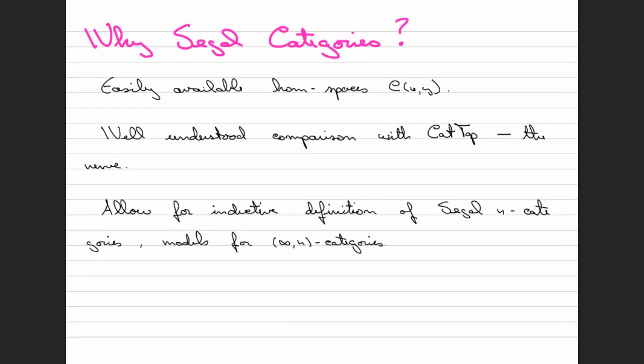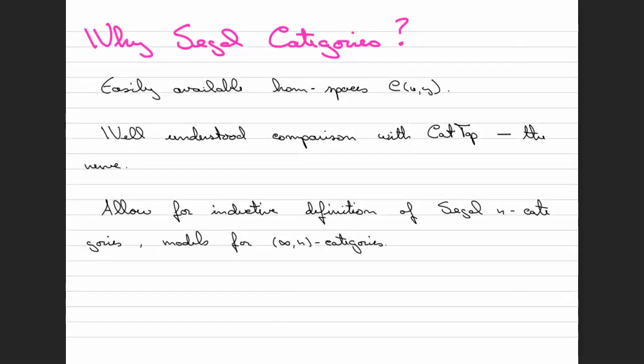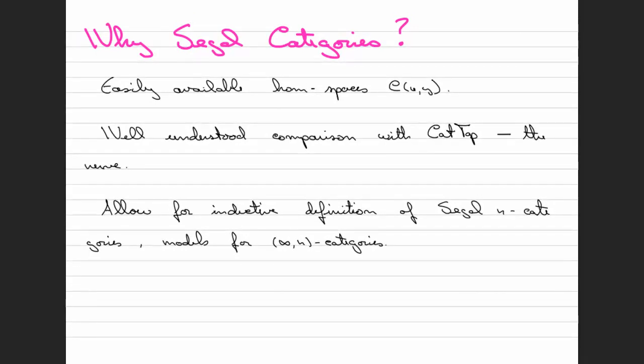And then this one is just really for people who love infinity categories. They allow for inductive definitions of Segal N categories, which are models for infinity N categories. If you don't understand it, that's super fine. If you want me to answer questions about it, I can also do it at the end.